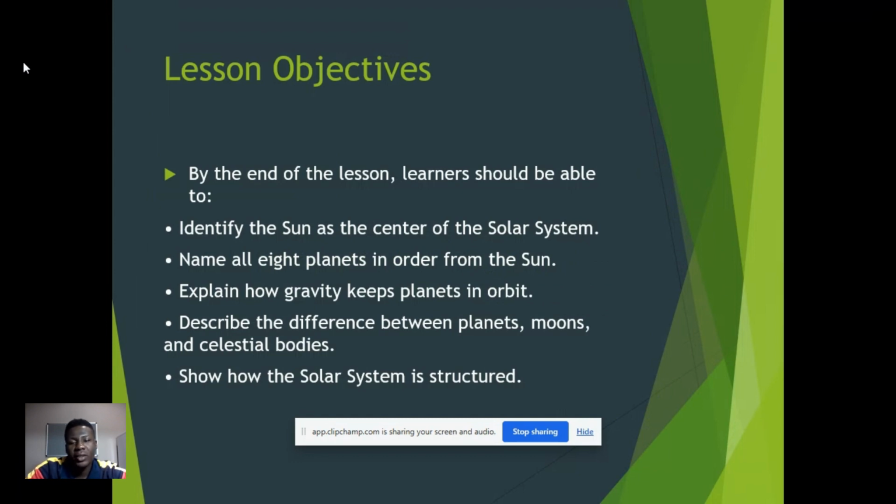Explain how gravity keeps the planets in orbit. Describe the difference between the planets, the moons, and the celestial bodies, and show how the solar system is structured.